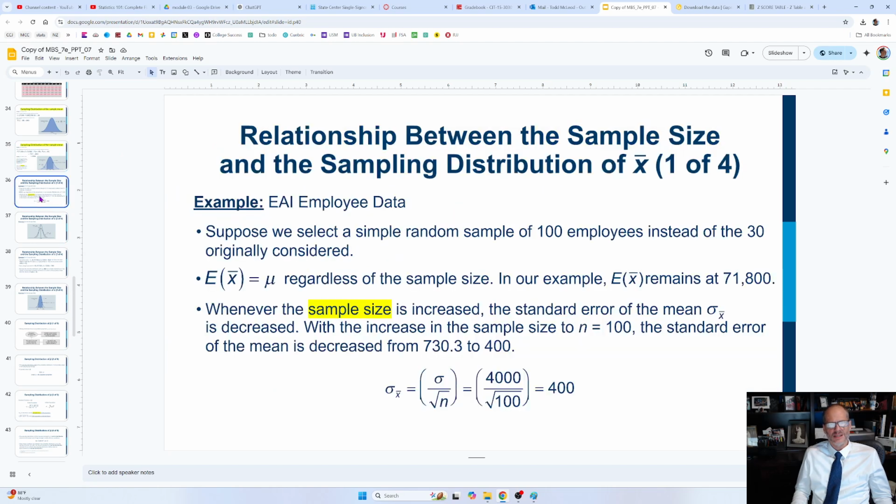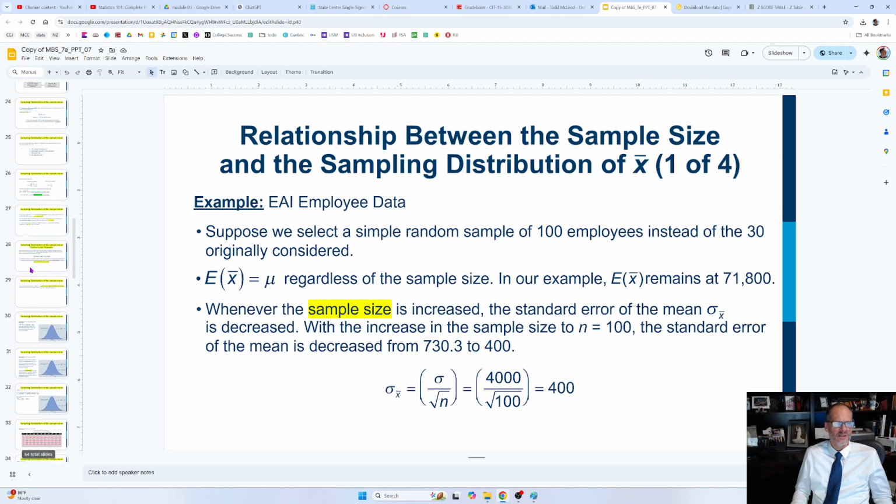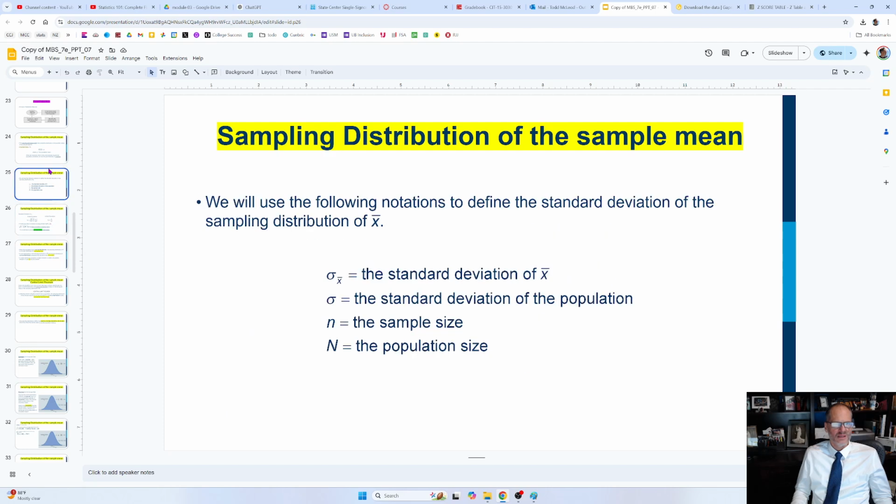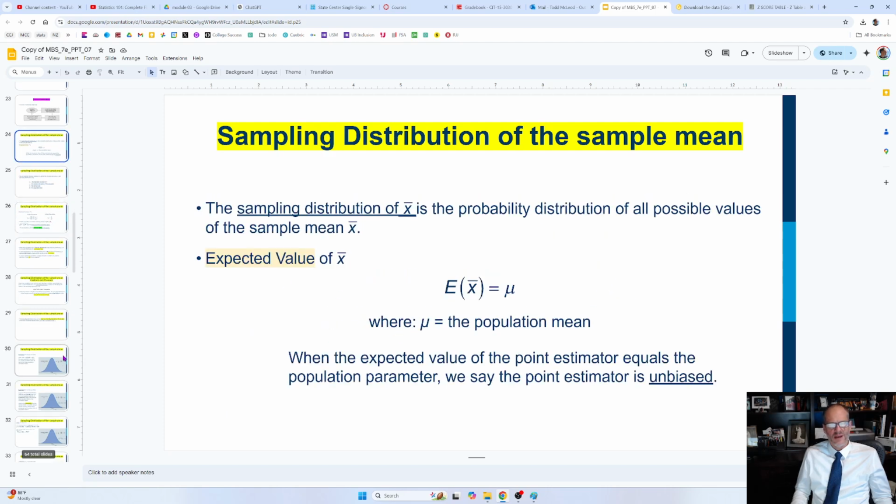And so here's how that's explained. Suppose we select a simple random sample of 100 employees instead of 30. The expected mean, I just got to check to make sure I'm using the right terminology there, because I'm still learning this too. The expected mean, which was somewhere here, expected value, that's what I was looking for.